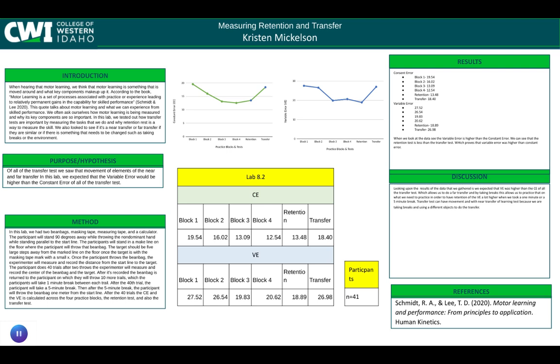We also looked to see if it's a near or far transfer, whether the tasks are similar or if we need to change something, like taking breaks or the environment.